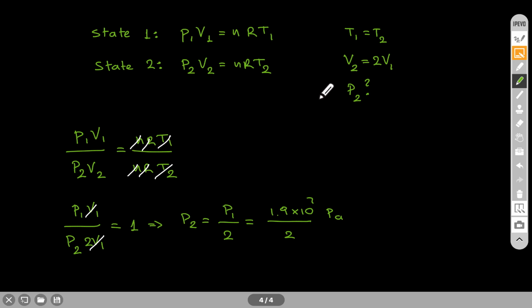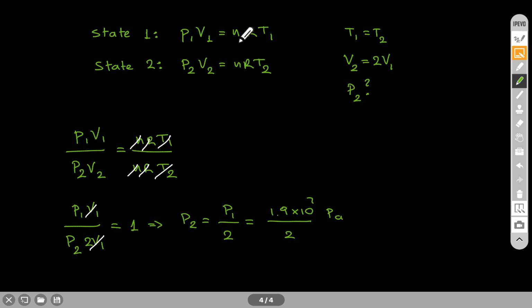So this is the strategy you can use when you have an ideal gas going from one state to another state. If you have some information about the temperature, the pressure, or the volume, write the ideal gas law for your ideal gas in both states, and then divide both sides and use what you know to solve for the unknown. This is the easiest way to deal with it.